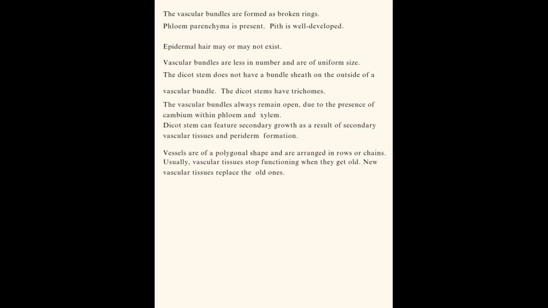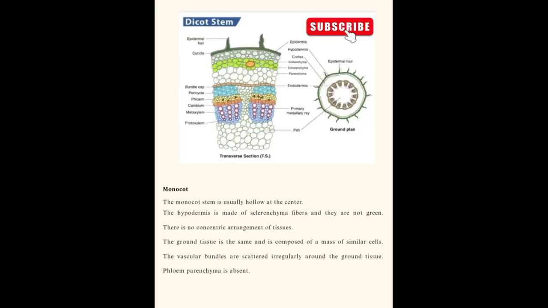Monocot. The monocot stem is usually hollow at the center. The hypodermis is made of sclerenchyma fibers and they are not green. There is no concentric arrangement of tissues. The ground tissue is the same and is composed of a mass of similar cells. The vascular bundles are scattered irregularly around the ground tissue. Phloem parenchyma is absent. Pith is not as well developed in monocots, usually absent in most. Presence of epidermal hair. There are numerous vascular bundles of different sizes.